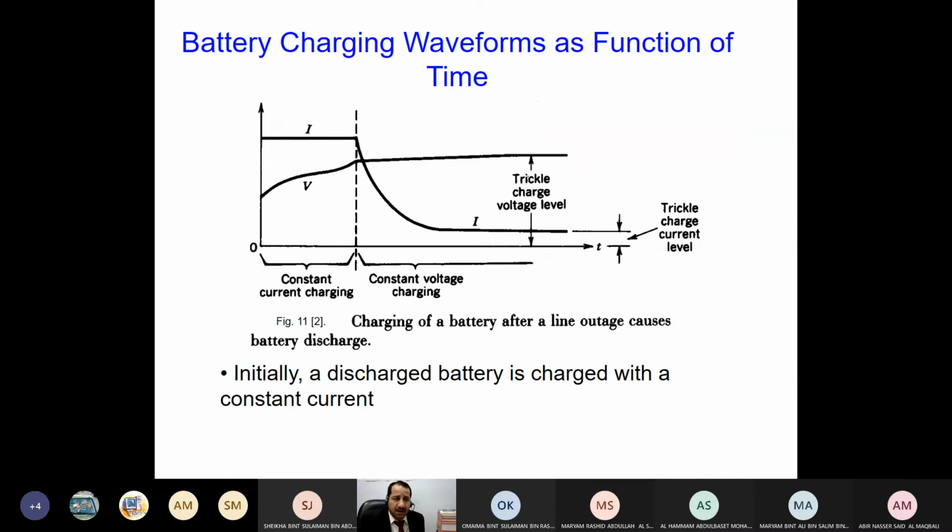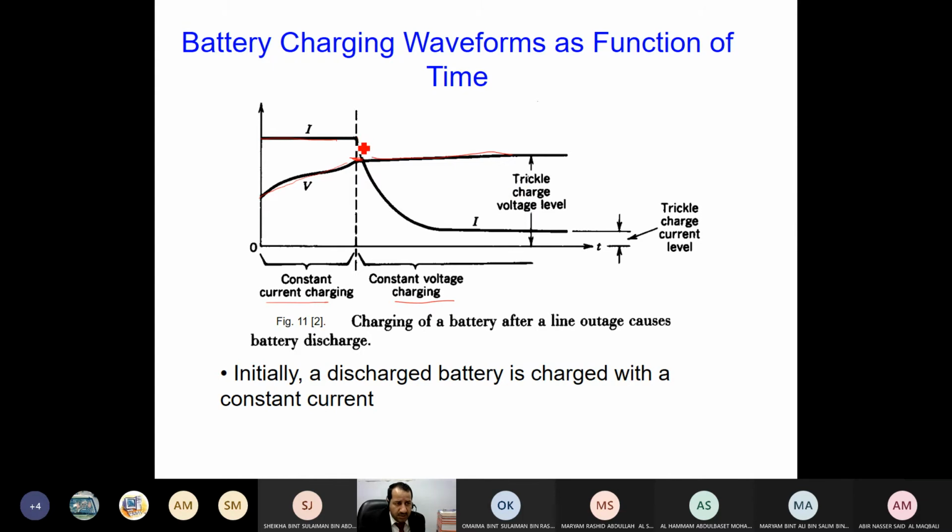How does the charging of the battery occur? It occurs in two modes: constant current charging mode and constant voltage charging mode. For constant current, the current is constant and the voltage increases with it until it reaches the maximum voltage. It will then be constant. It cannot increase more than this, because the battery is designed for this.